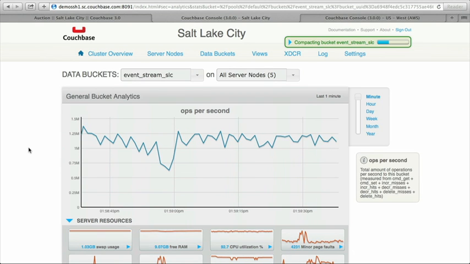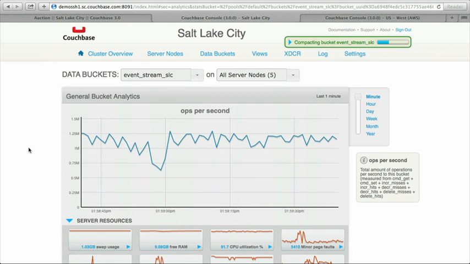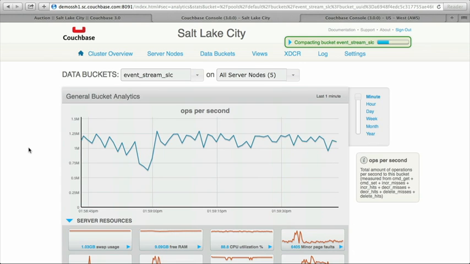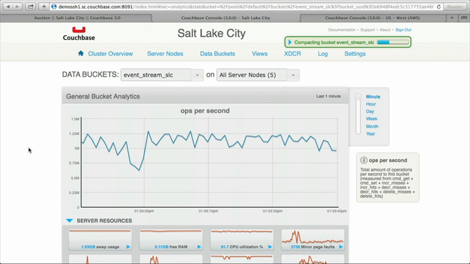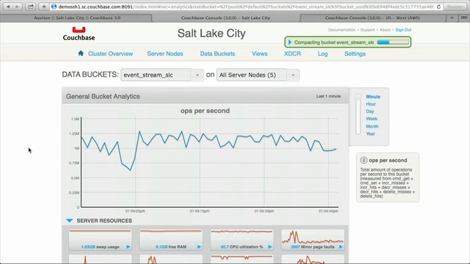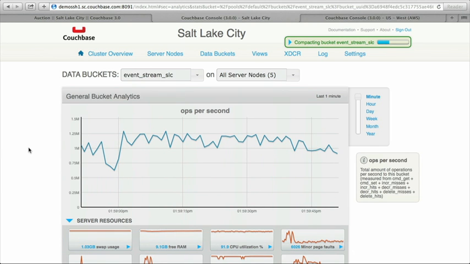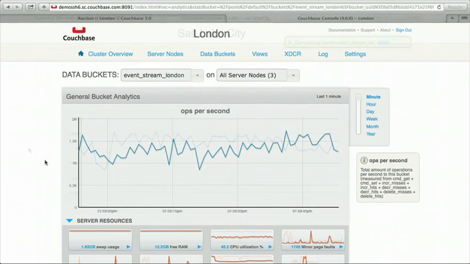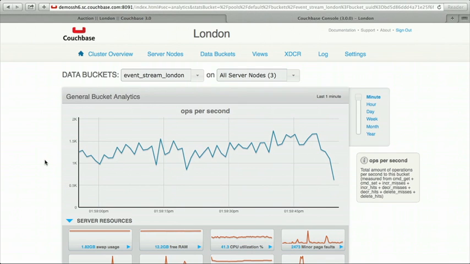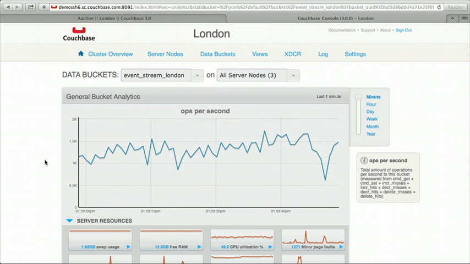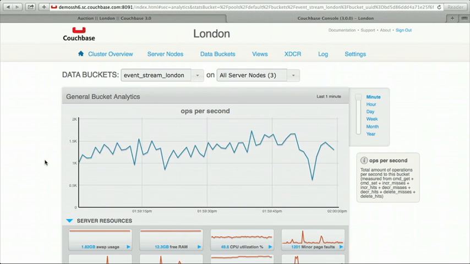Yes, it's running in some data centers, and yes, we have some of our IT folks monitoring the system closely and stuff like that. So this is all running on bare metal. Now, on the other side, for London, the application that we're going to be running here is very different. This is where the back office business analysts will be actually looking at the patterns.